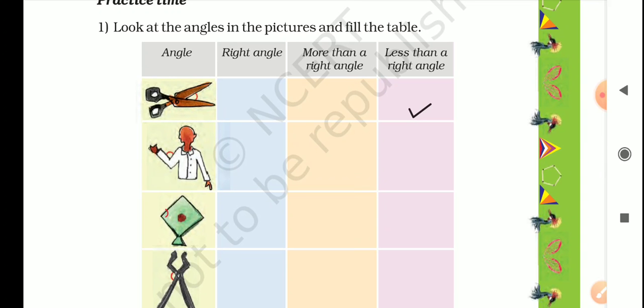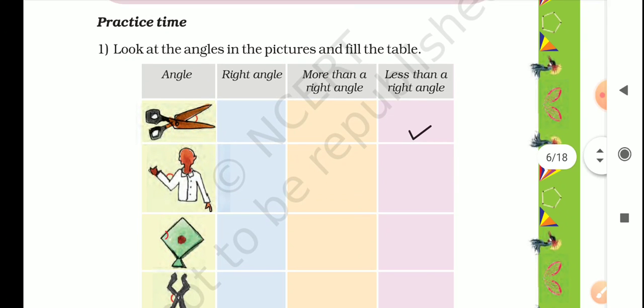We have studied acute angle, obtuse angle, right angle and straight angle. So, by taking the help of these types of angles, we will solve this exercise which is given on your page number 21. Now here we will solve our exercise. So let us start. Practice time. Look at the angles in the picture and fill the table.